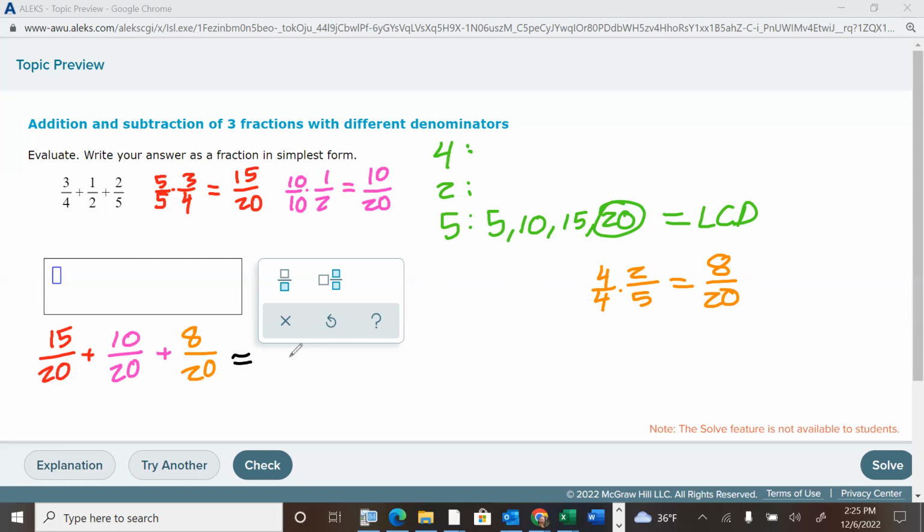Okay, now the denominators are the same, so I can add them together real easily. 15 plus 10 is 25. Plus 8 is, what is that, 33, I think? I better double check here. Yeah, 33. Okay. And so 33/20. And that is what you would do. And so, as you can see, this is very closely associated with what we've been doing in the last couple of videos.